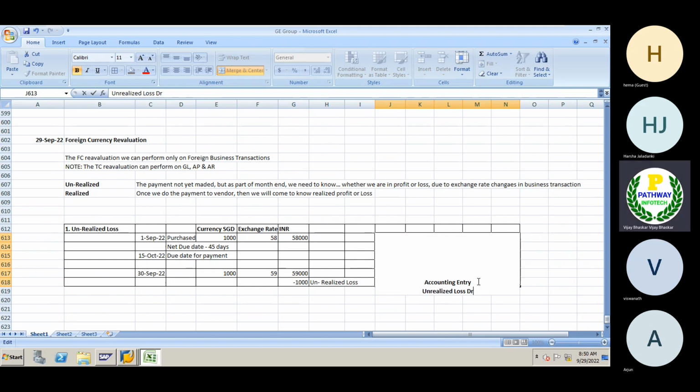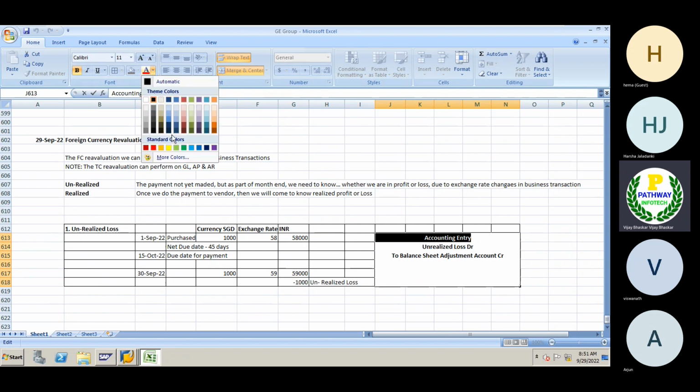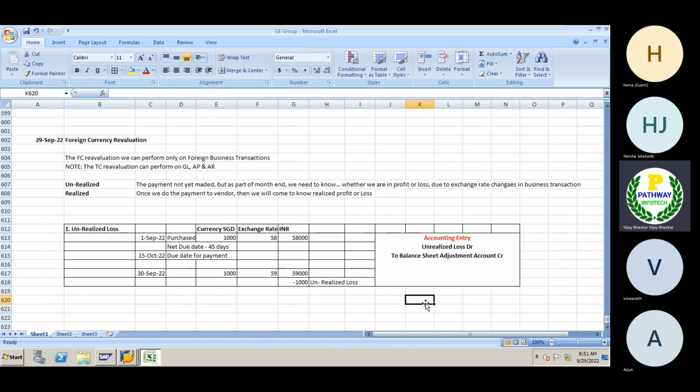Unrealized loss account is going to debit, to balance sheet adjustment account is going to credit. So this is the accounting entry. Remember, the accounting entry is also very important, even from an interview point of view. Unrealized loss account is debited, and balance sheet adjustment account is credited. This is important for us.